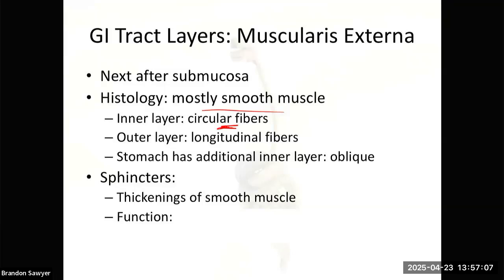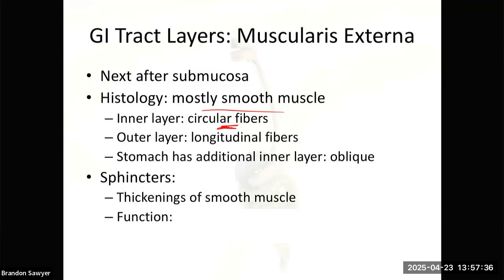And then the stomach has an additional layer, which is kind of going diagonally, called the oblique layer. And that one is what allows the stomach to pretty much turn itself inside out when we throw up, right? Our stomach pretty much turns itself inside out when we vomit, able to just completely empty its contents up into the esophagus. The other parts of the intestines can't quite do that like the stomach can because it has that third layer of muscle. And then all throughout, we have little sphincters as well.